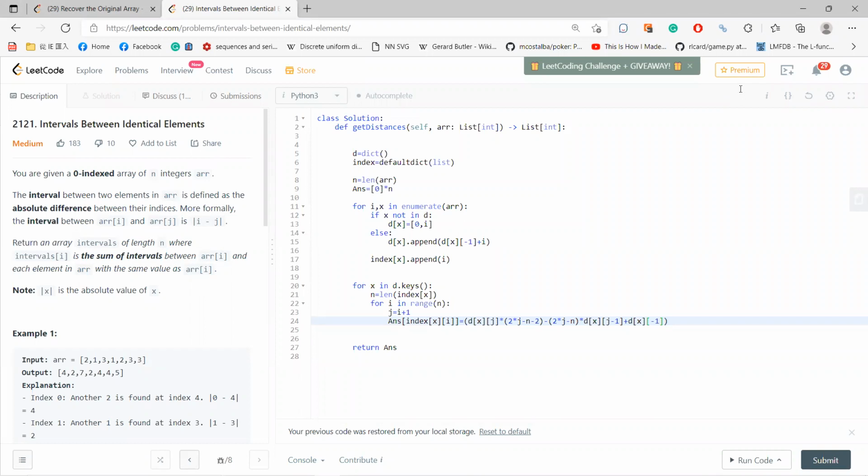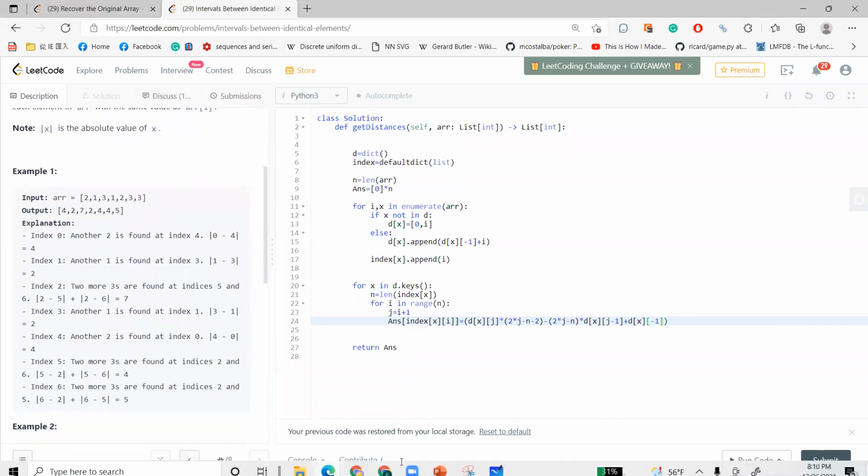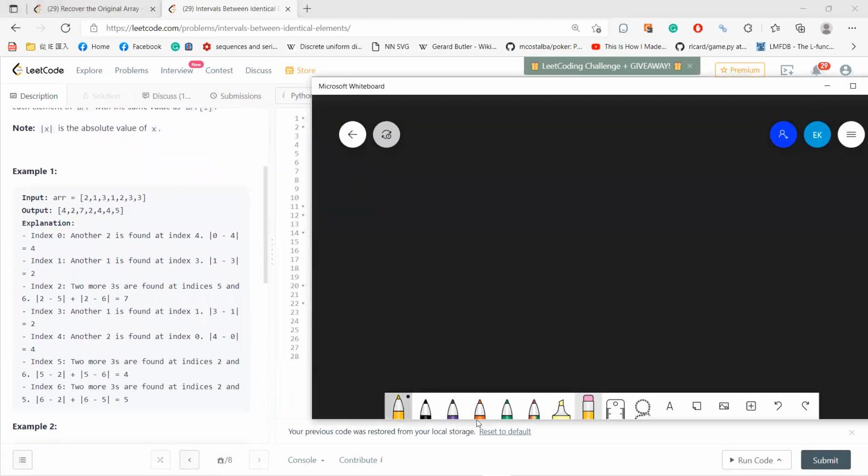So you get a zero-indexed array, and basically the interval between two elements in the array is defined to be the absolute value between these indices, i and j. You need to return an array of length n, where interval i is the sum of intervals between arr[i] and each element in the array with the same value as arr[i]. This problem may be hard to understand, so maybe you just want to see one example.